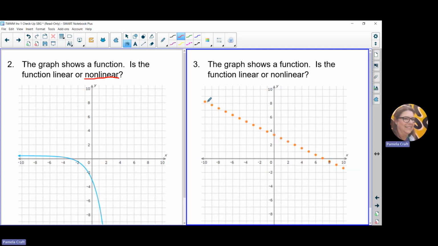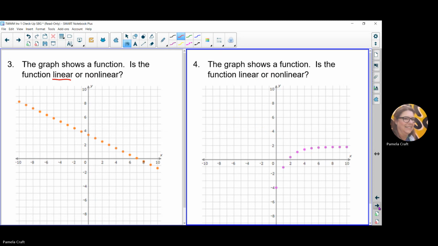In number 3, even though they're not connected, that scatter plot shows all of the points lined up in a straight line. And if it's straight, it's linear. In 4, again, they're not connected, but the dots definitely show a curve that is not straight, so it is nonlinear.